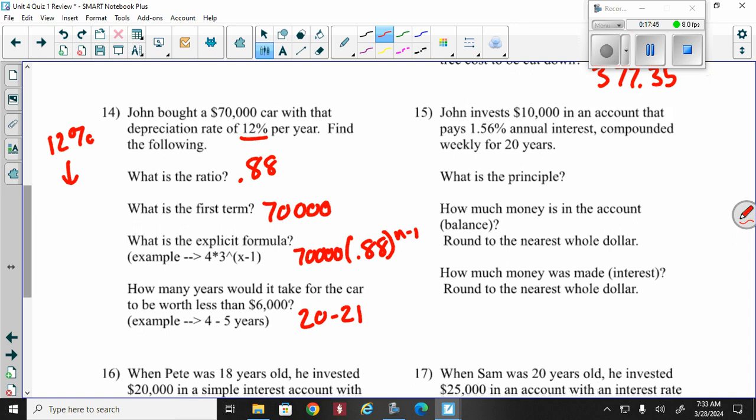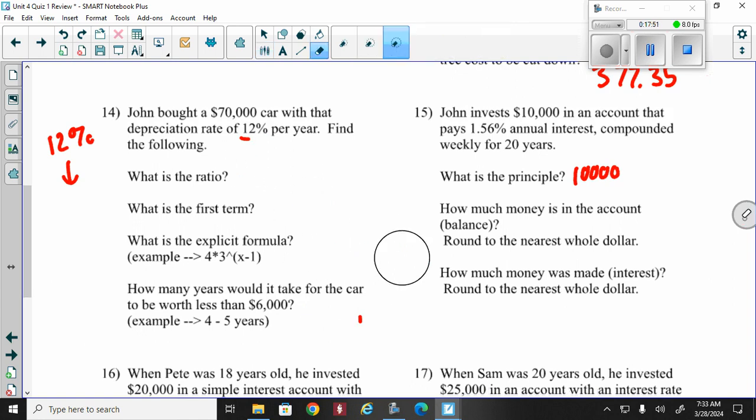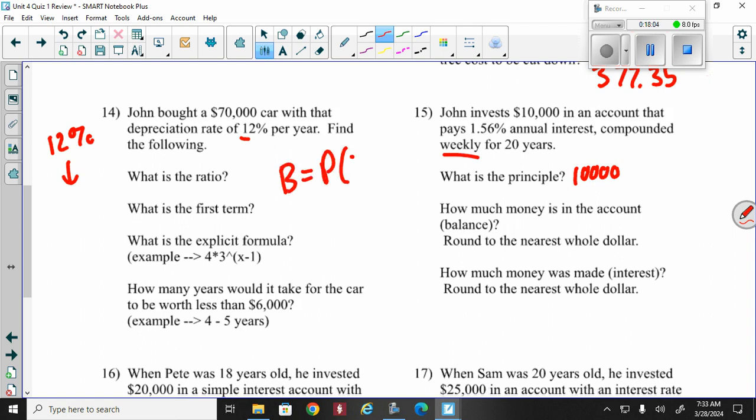Okay, so question 15. First off, the principal. How much they invest? $10,000. I need room to write, so I'm going to erase this. All right. It says how much money is in the account, the balance. All right. So guys, a lot of people are kind of screwed up on this. Okay. It says compounded weekly. The formula is B is equal to P, parenthesis, 1 plus r over n, parenthesis, nt. Guys, because of the fact that it starts with a B, that means it's the balance. All right, so whatever your calculator gives you, put it in the balance.